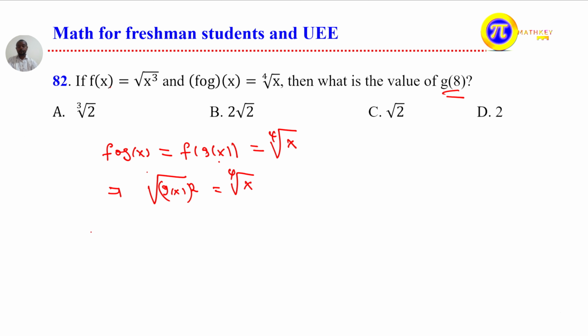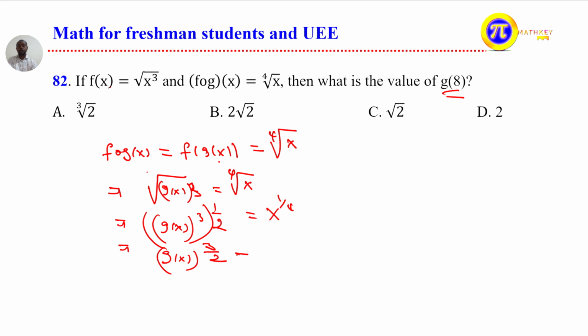This is cubed, sorry. So this implies g of x cubed, the whole to the power of, the square root of this one since it is under the square root, is equal to x to the power of 1 over 4. The fourth root of x means that is 1 over 4. Which is equal to g of x to the power of, you have to take the product of the exponents. The inner one is 3, the outer is half, so the product is 3 over 2, equal to x to the power of 1 over 4.